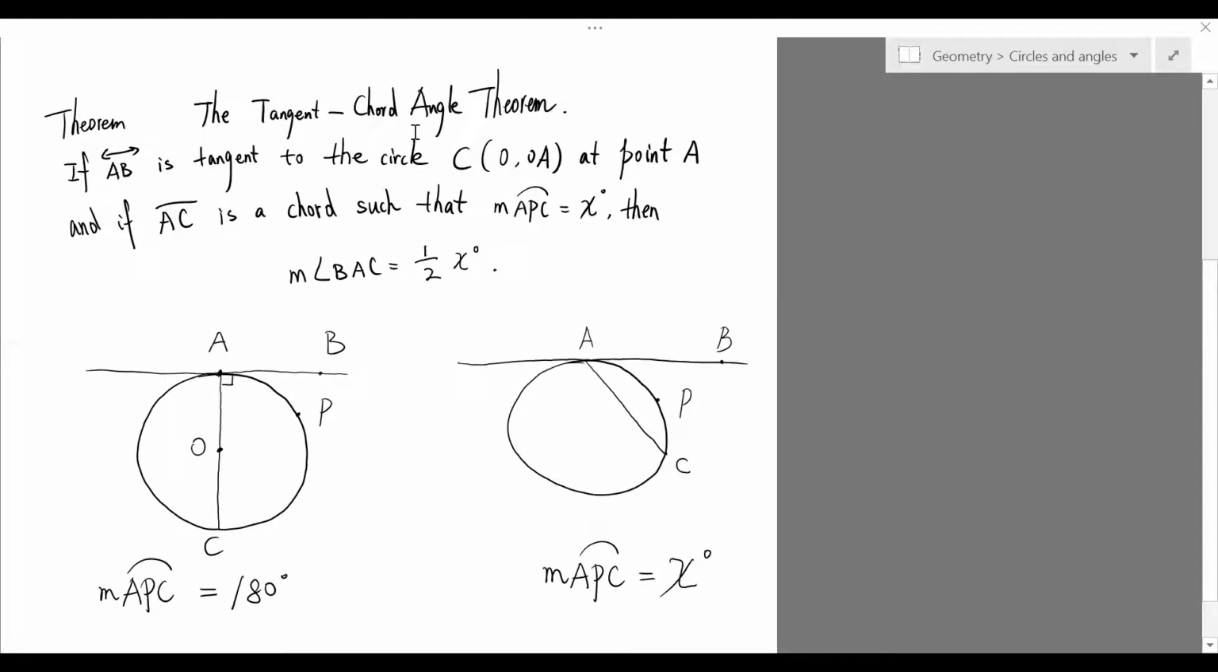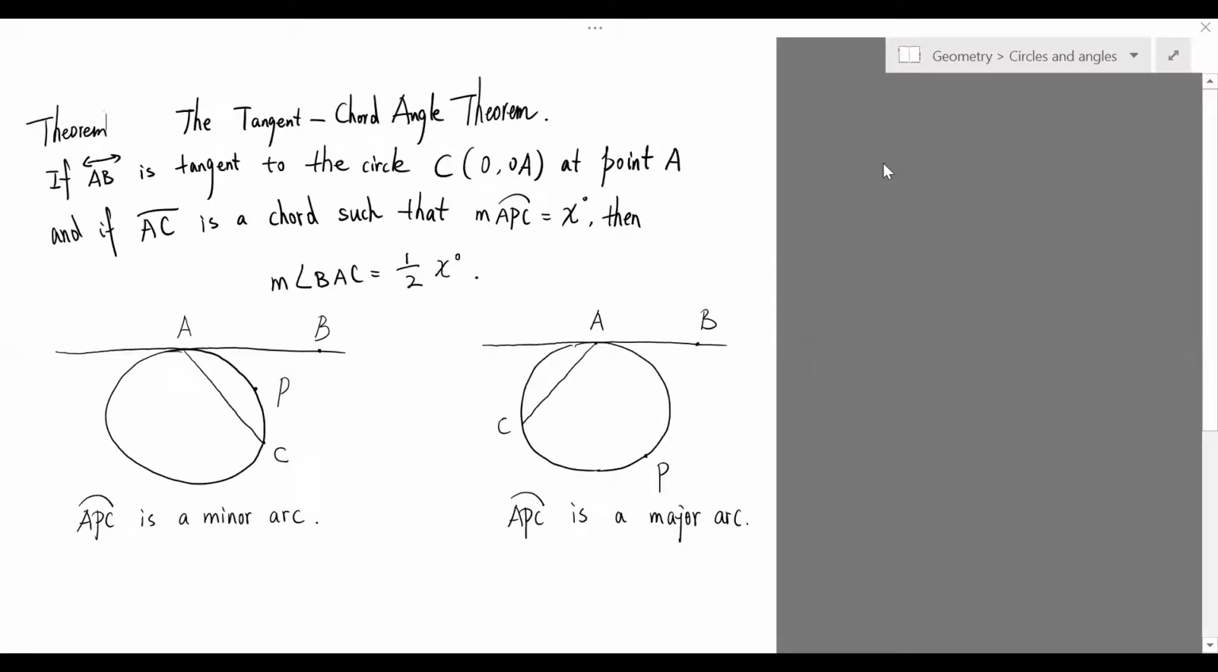Hence, the tangent chord angle theorem could be specialized to this specific case in which the chord happens to be a diameter. Now, in general, what we are trying to prove is that even if this chord is not a diameter, the relation between the angle BAC and the arc APC would still satisfy the condition that the angle is equal to 1/2 of the measure of the arc. And that is what we are trying to prove.